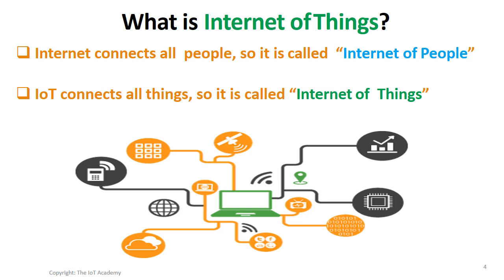So what is Internet of Things? The Internet connects all people, so it is called Internet of People. Like we all are communicating through the internet, and in IoT it connects all the things, so it is called Internet of Things.